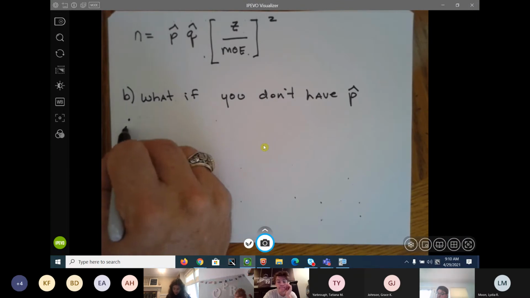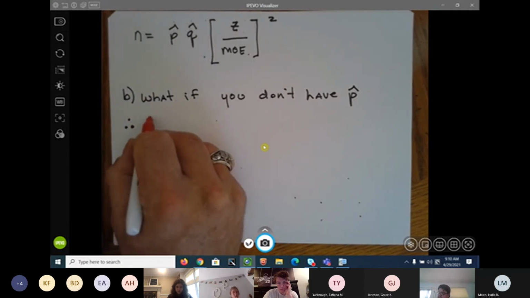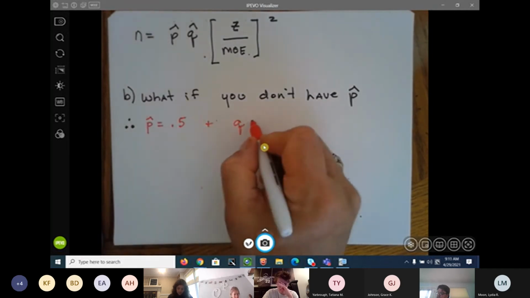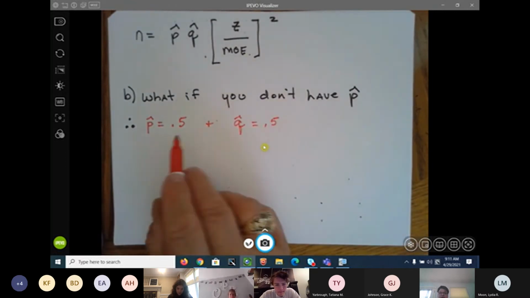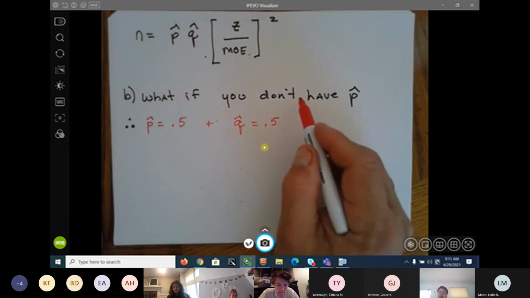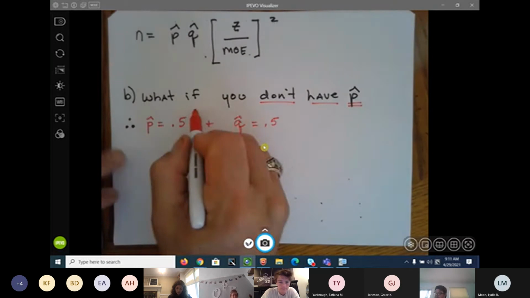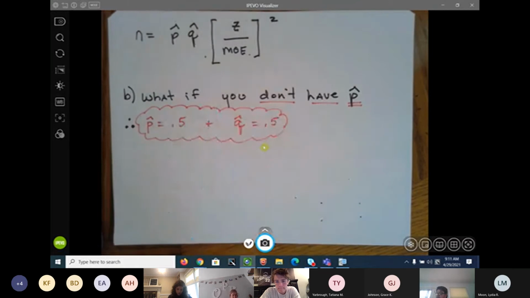So therefore, as I told you with the first day, with the first formula, and I can't find my red pen. That bothers me. There it is. P hat is equal to what? 0.5. And Q hat is equal to 0.5. Now, the reason I'm writing that in red is because that is the general rule when you don't have P hat. When you don't have P hat, you use that right there.